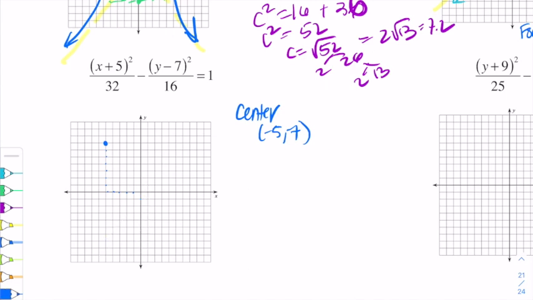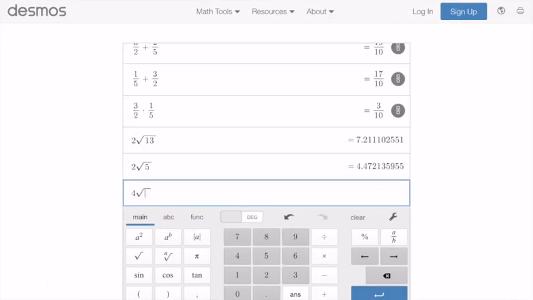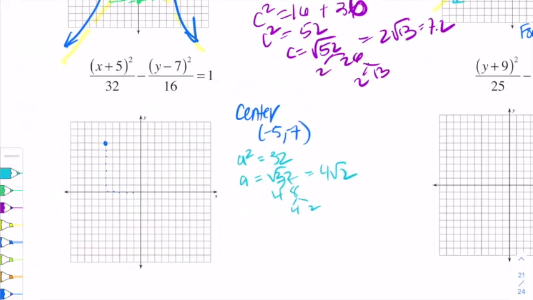Okay. So now that we have our center at negative 5, 7, underneath the x's we have the square root of 32. So the square root of 32, that's 4 and 8. It's 4 and 2, so that gives us 4 root 2. So numerically, 4 root 2 gives us 5.7. So that was under the x's, so we're going left and right by 5.7.